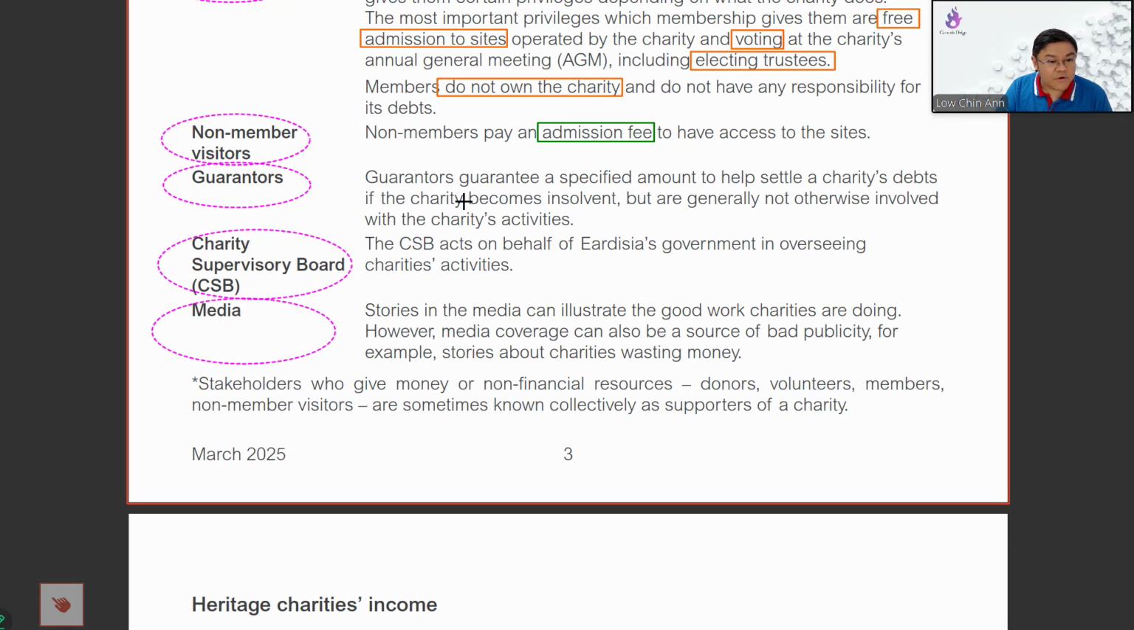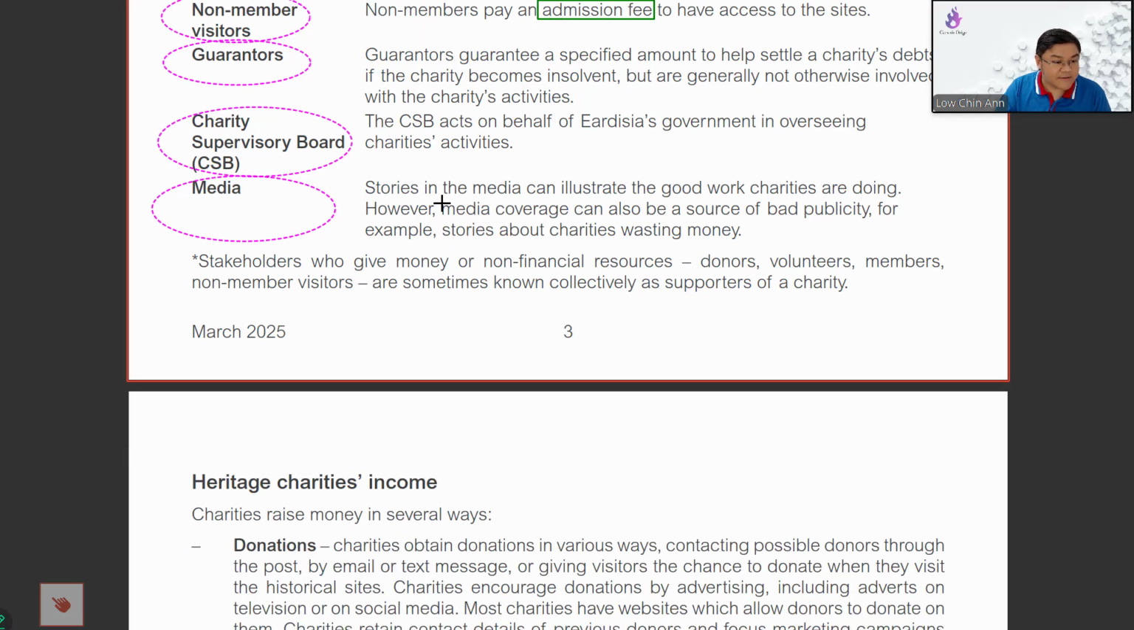So guarantors are guaranteeing a specified amount to help with the charity's debts if the charity becomes insolvent, but are generally not otherwise involved in the charity activity. So the guarantors are not the trustee. They're just people with money who are willing to underwrite a certain amount of the debts in the event the charity is not a going concern. Okay, CSB acts on behalf of the Rhodesian government to oversee charities' activities.